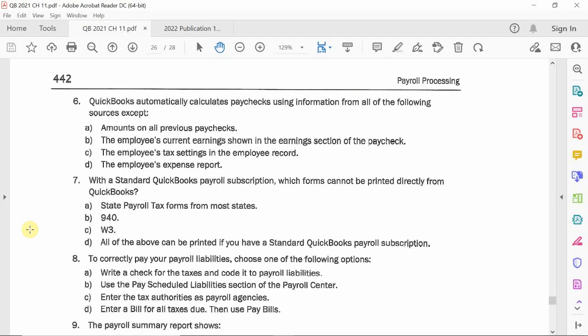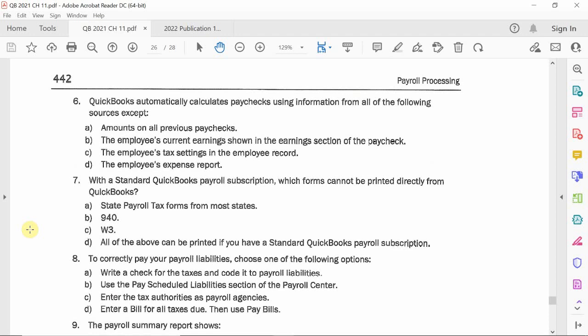A. A is correct. Yes, you can print the 940 because it's a federal obligation. A W-3, yes, because that's also federal. State payroll tax forms are not going to be there because it depends on what state you're using QuickBooks for. They're not going to have all 50 states in there.